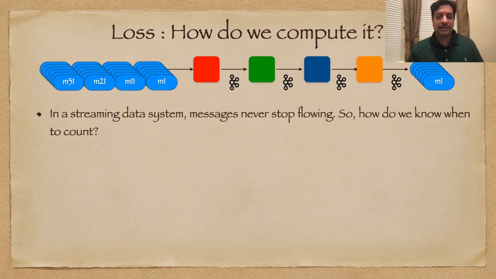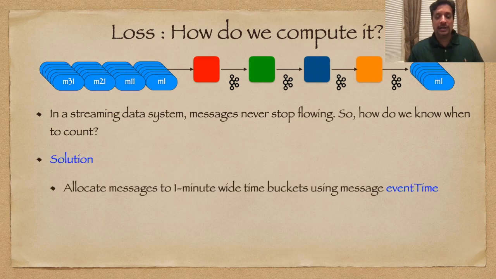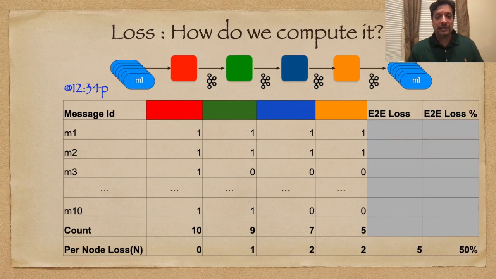In a streaming data system, messages never stop flowing. So how do we know when to count? The key behind this is that we can allocate messages to 1 minute wide time buckets using message event time. For example, at the 12:34 minute of a day, we can compute a loss table, which includes all of the messages whose event times fall in the 12:34 time.